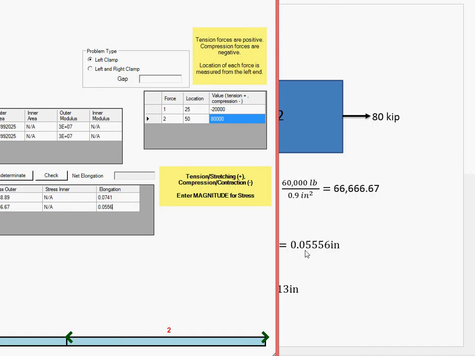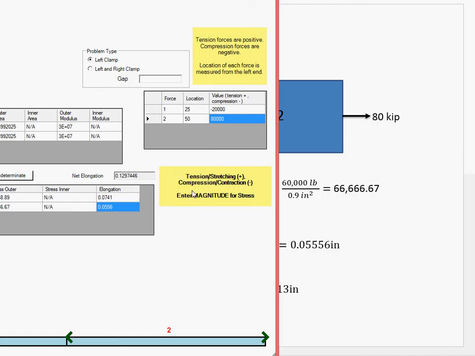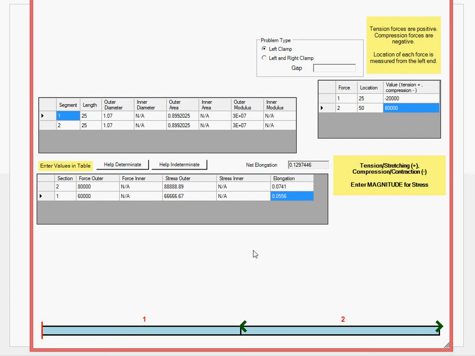Now I have these written out to 5 significant digits. Simplifying it down to 4 is perfectly fine. It will accept either, as long as you have 4 or more. And that's it. Solution complete.